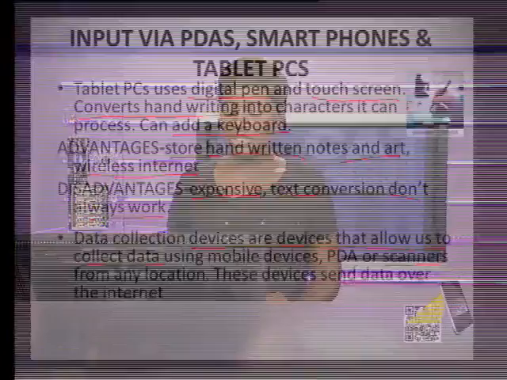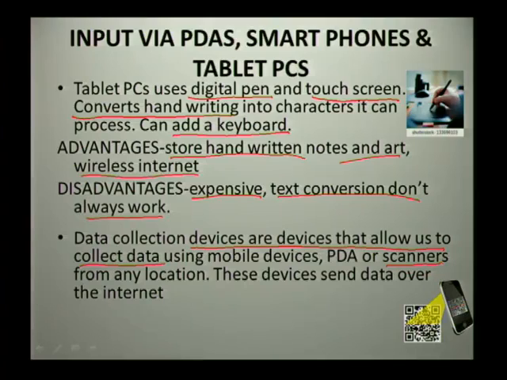Now, other than those devices, you also get scanners, and when these devices scan an image, they act as data collection devices. Now, sometimes these devices need to send this data over the internet. After this data has been collected, the data will then be sent over the internet in order for this data to be verified. Now, let's look at our next input devices.